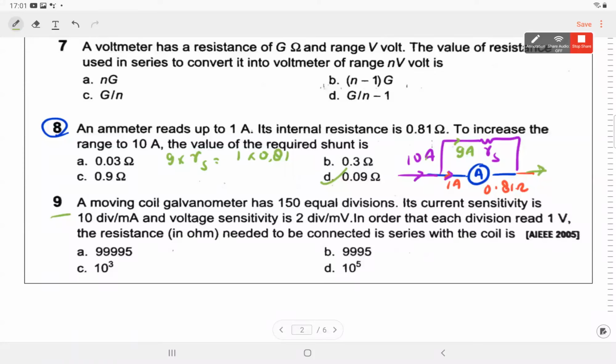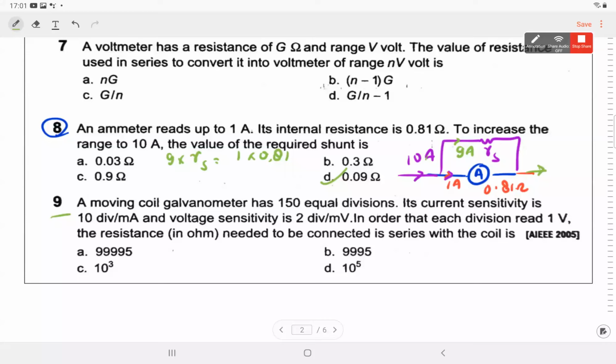Now, if you see, 10 divisions per milliampere is not the standard unit for measuring the sensitivity. But with this information, we can find that 10 divisions correspond to 1 milliampere. So 150 divisions will correspond to 15 milliampere.